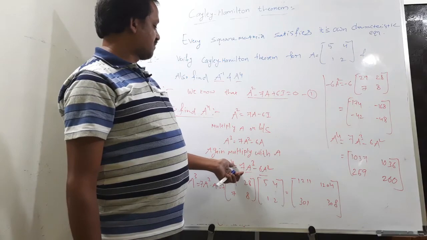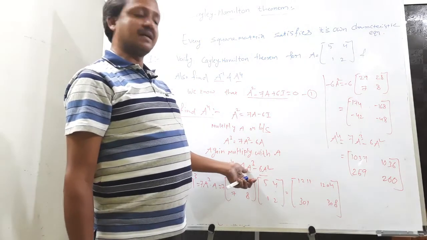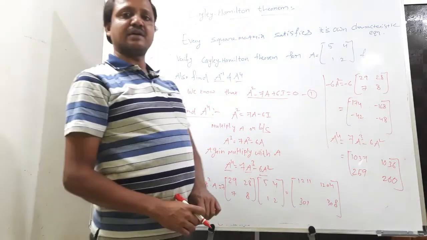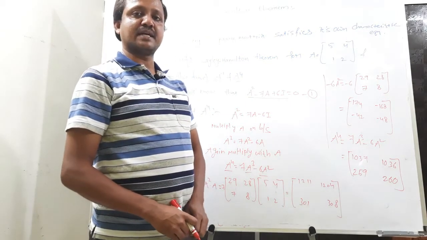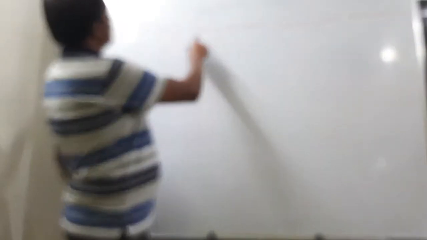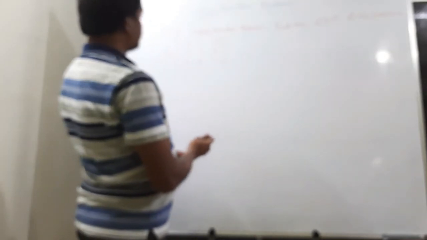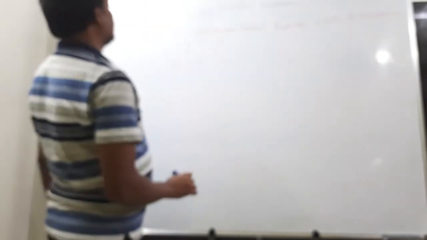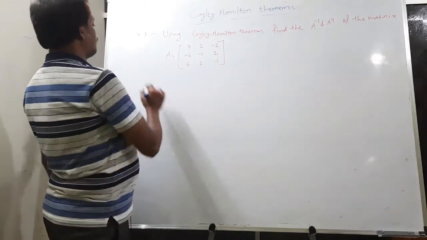We want A power 4, but we are doing up to A cube only. So this is one of the applications. You can find A inverse and higher powers in an easy way. Okay. Next example, Example 2. Using the Cayley-Hamilton theorem, find A inverse and A power 4 of the given matrix. Here there is no need of verification, we only need to find A inverse and A power 4.